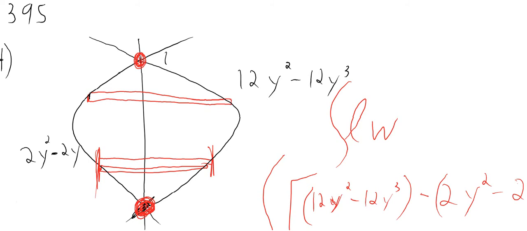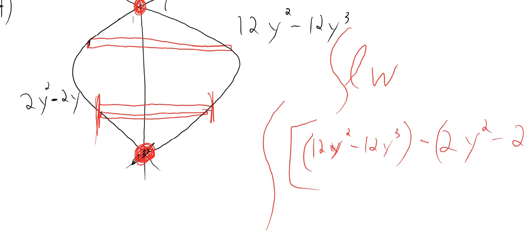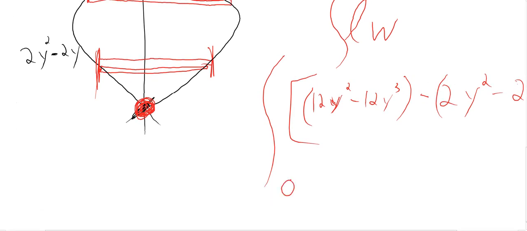We have to say, where's y going to go? Because we're doing it with respect to y. With respect to x, we'd say where x is going. Well, x goes left to right. Y goes up and down. So what's the very lowest y value for the shape we're interested in? It's 0. And the very highest one is 1.